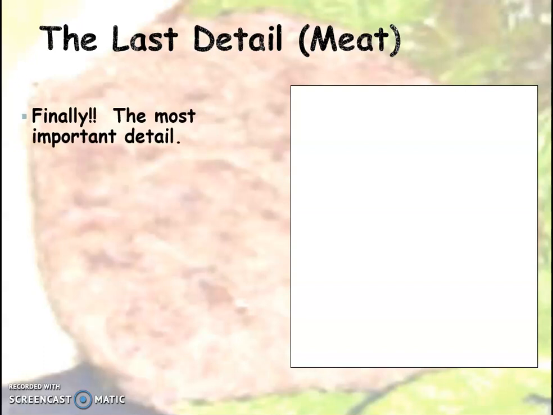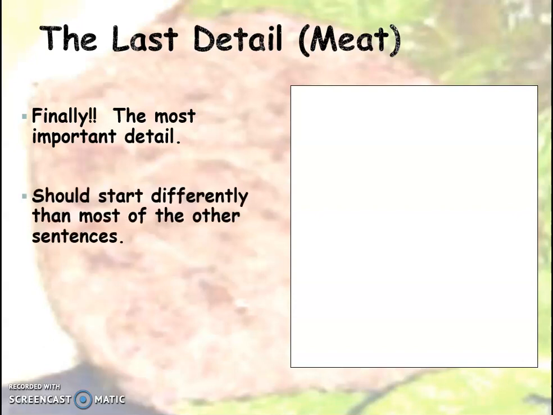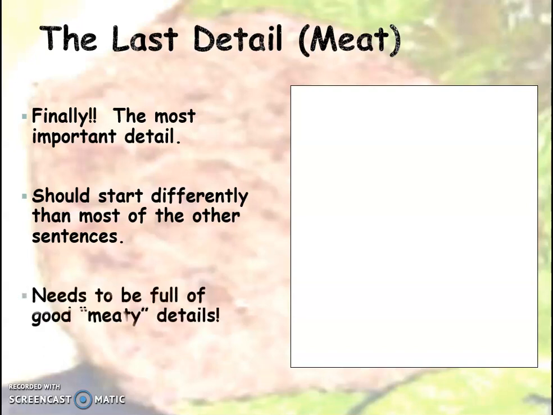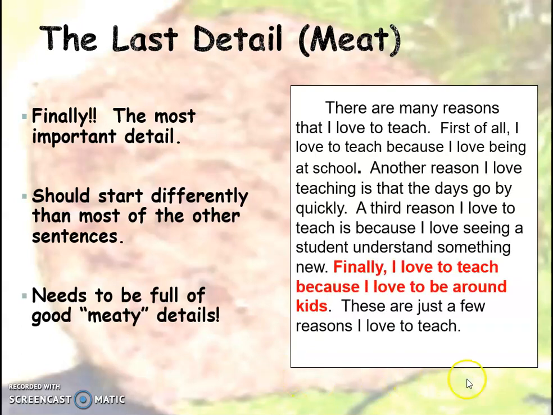And at last the last detail comes, and it is the meat in the hamburger. Finally, it is the most important detail in your paragraph. It should start differently than most of the other sentences. It needs to be full of good, meaty details. And here you can observe the last detail, or the last supporting sentence, represented by meat in the hamburger. Finally, I love to teach because I love to be around kids, it says.